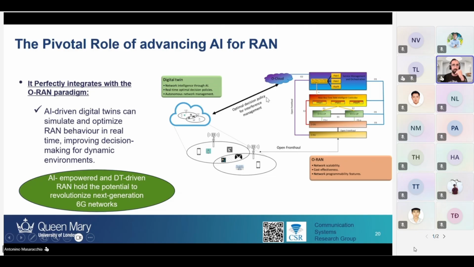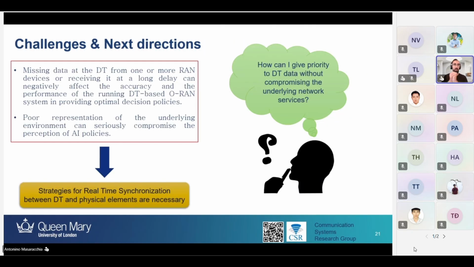So as you can see here, there is a loop. We start from the physical network. We have the digital representation. In this digital representation, which is the digital twin, we can train and test our AI policies that, once they are ready, can be put in the open cloud, then automatically deployed into the open radio access network, which is the physical network.